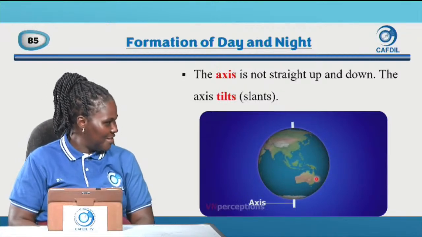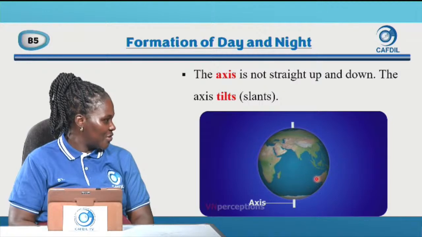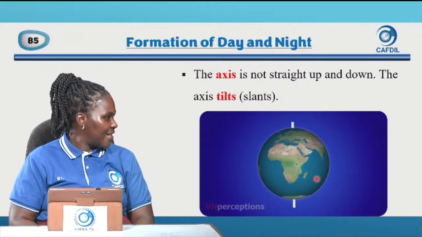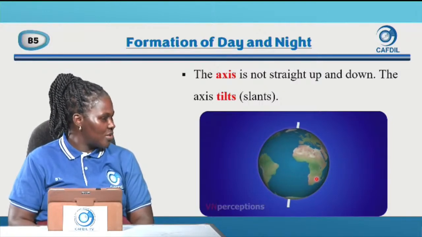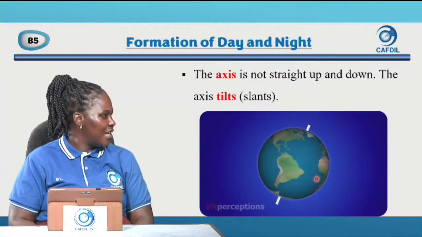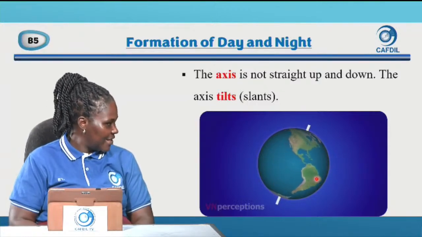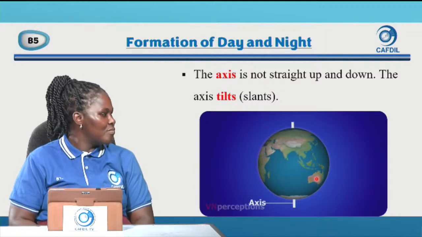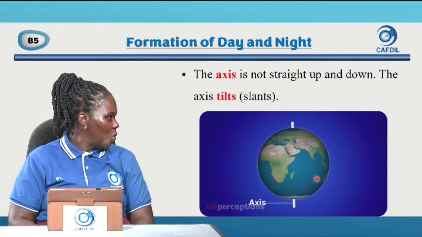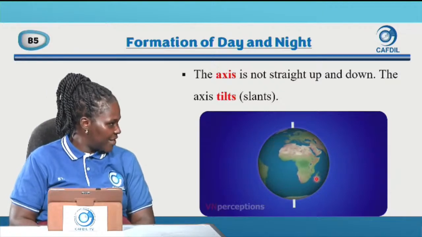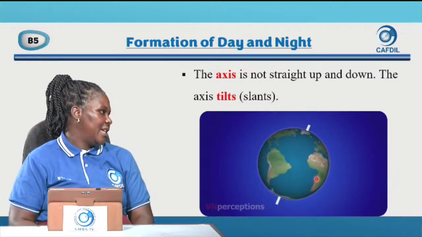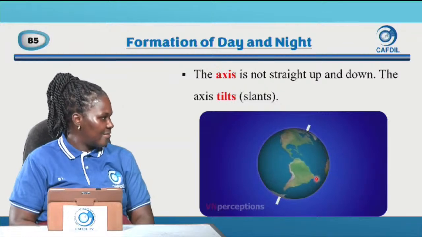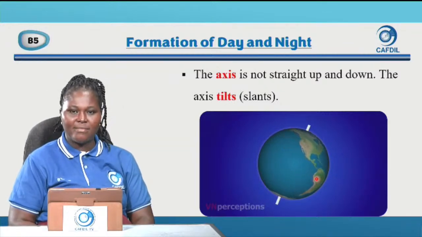Let's look at the video on our screen. It slants as it rotates. Yes, as we have seen. Look at it. It tilts when it is moving. So the axis is not straight up and down. The axis tilts, that is, slants.